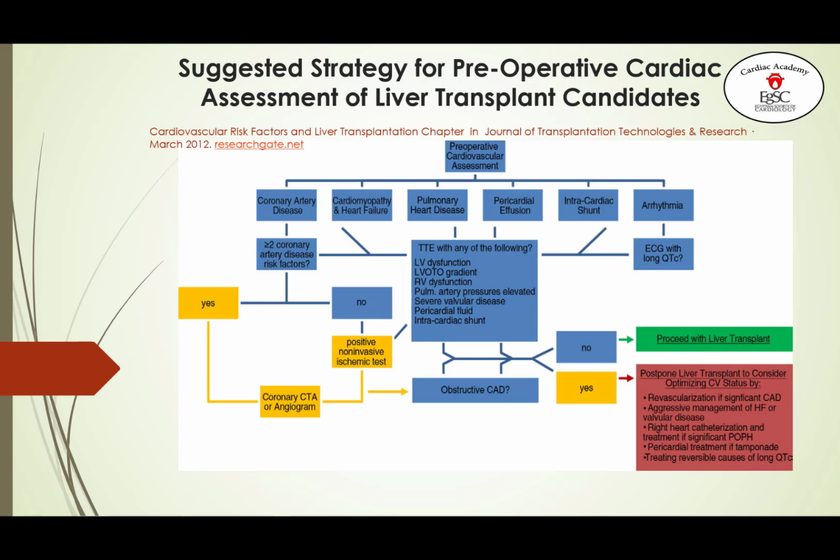If there is obstructive coronary artery disease, we must postpone liver transplantation to consider revascularization of coronary artery disease. If not, we can proceed with liver transplantation. Also, we must assess the cardiomyopathy, heart failure, the presence of pulmonary disease, pericardial effusion, intracardiac shunts, and arrhythmias, and if present, we must postpone liver transplantation till aggressive treatment of any of them.